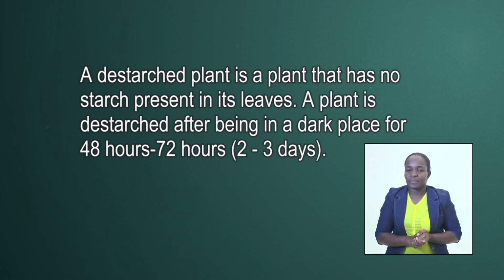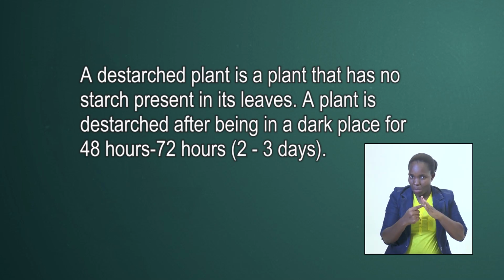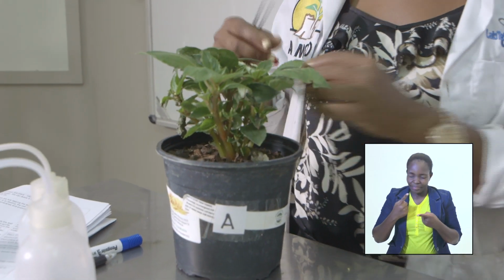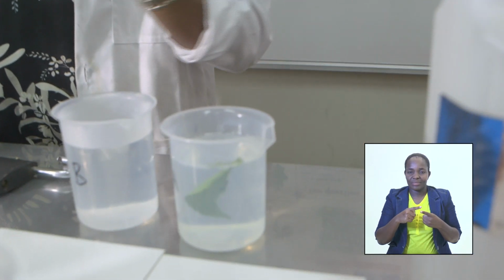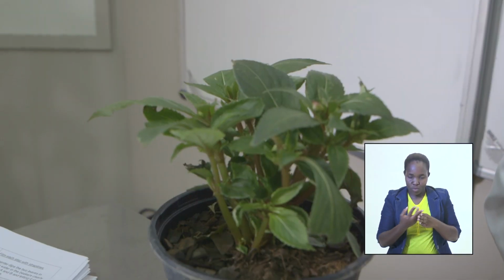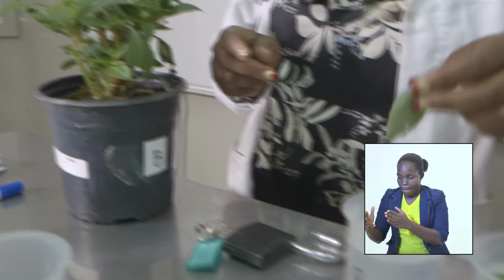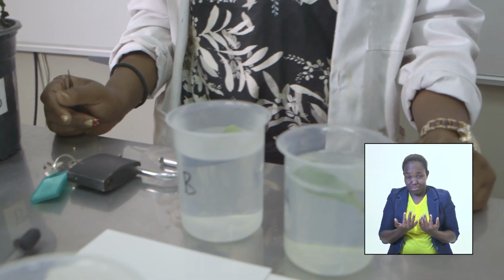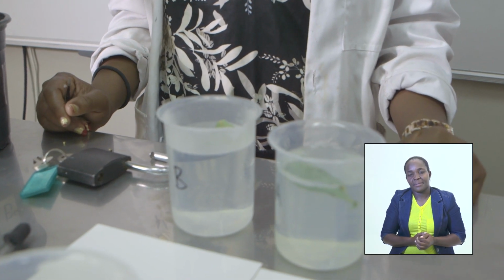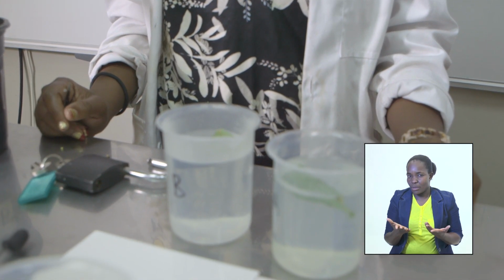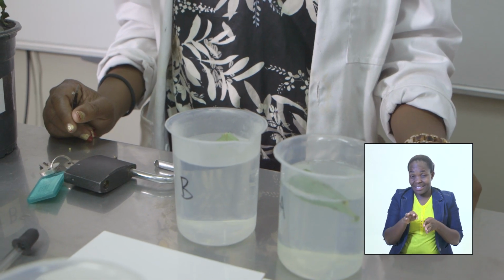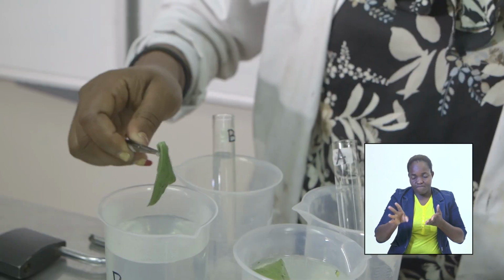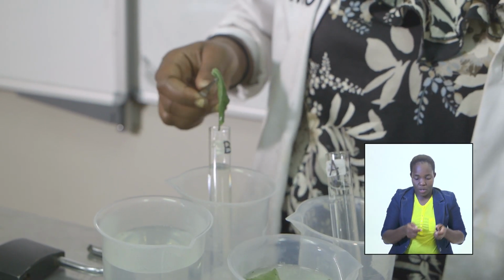Here is the procedure we will follow for the investigation. Firstly, we dip a leaf from this plant and one from this plant into the hot boiling water. We can leave it here for 1 minute. The reason we are dipping the leaves in hot water is to destroy the cell walls, cell membranes and enzymes. Now we place the leaf in the test tube with alcohol.